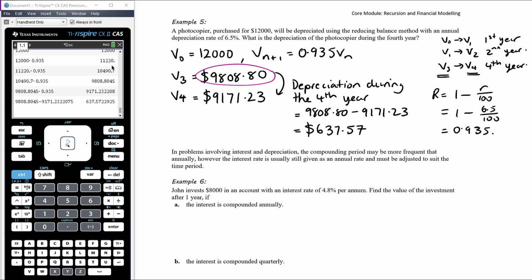The other way that you could have thought about it is you could have worked out V3, which was this, and calculated 6.5% of that. So if we'd done V3 and then multiplied that by 0.065, that's how much you've depreciated by.